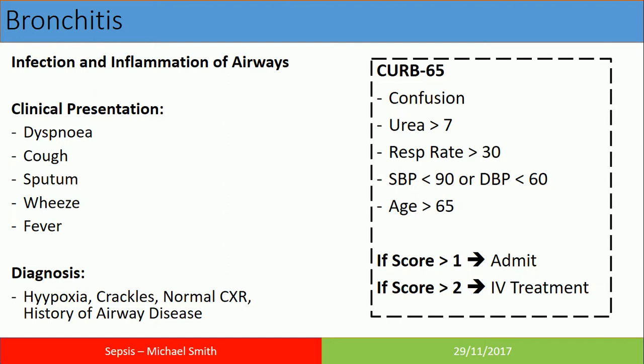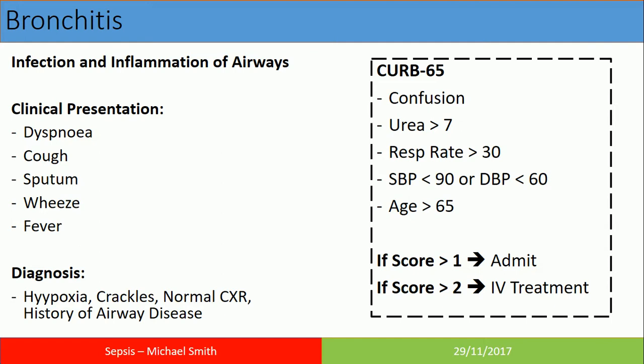So this normally presents with a patient with difficulty breathing, a cough, coughing up sputum, and a bit of a wheeze and fever. And the way you diagnose it is by taking a blood count, and you can see that the patient's hypoxic. When you listen with your stethoscope, they've got some crackles on their lungs, but their chest x-ray appears to be normal. If they've also got the coughing up sputum and the wheeze, then you're starting to suspect it's a lower respiratory tract infection, but the chest x-ray is normal, so it's most likely bronchitis.